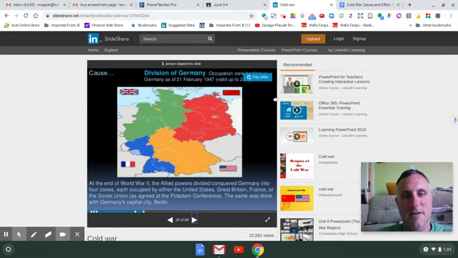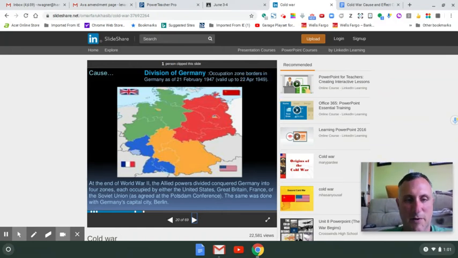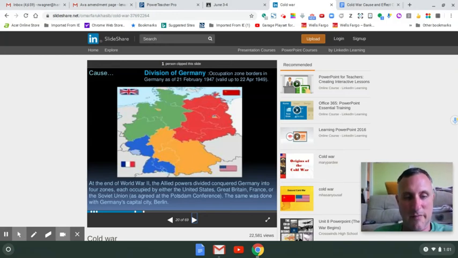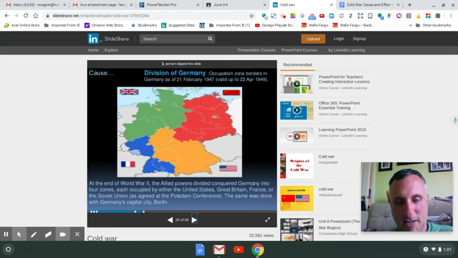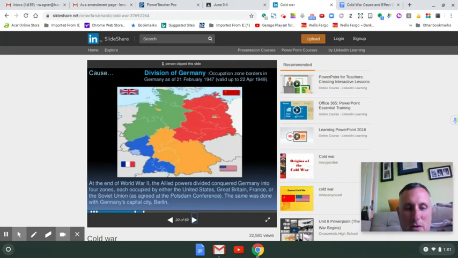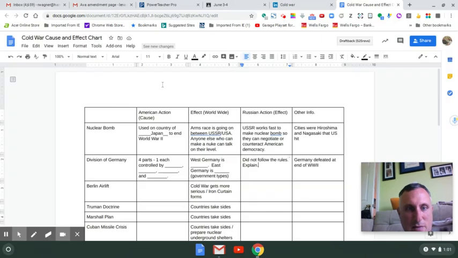So then I read this. The occupation zone borders in Germany as of 21st of February 1947, valid up to 22nd of April 1949. At the end of World War II, the Allied powers conquered Germany into four zones, each occupied by either the United States, Great Britain, France, or the Soviet Union, as agreed at the Potsdam Conference. So I'm going to use that. I'm going to add the word Potsdam Conference too.